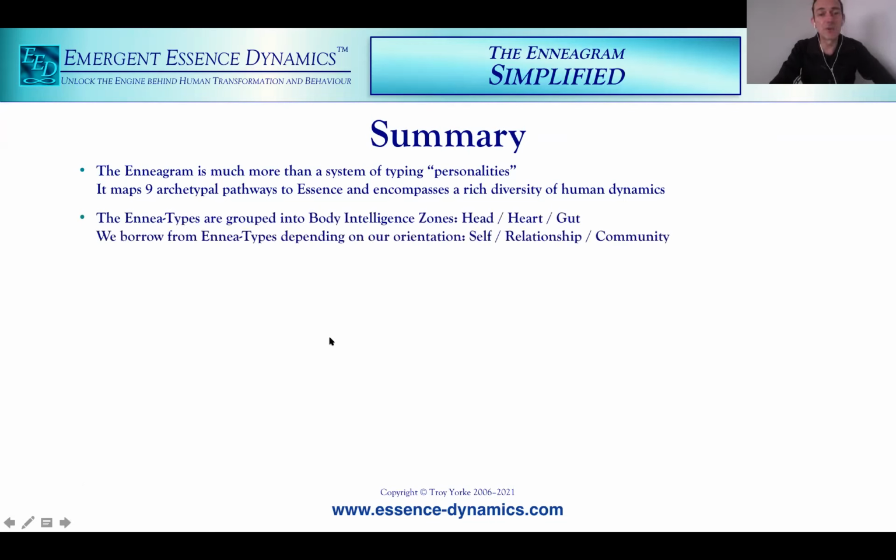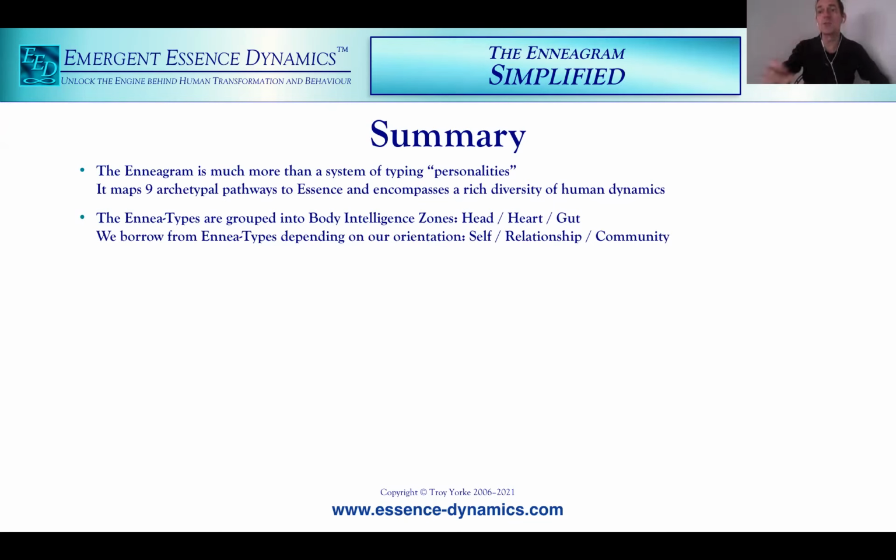The Ennea-Types are grouped into the body intelligence zones of head, heart, and gut. Okay. And we borrow from all Ennea-Types depending on our own orientation, whether I'm self-oriented, relationship-oriented, or community-oriented. And at different times of day, different points in our life, we're going to be oriented to all 3, and we use all 3 centers. So therefore, we do use all 9. But I may have a default or a main type that I favor.